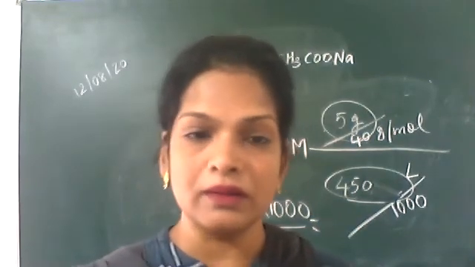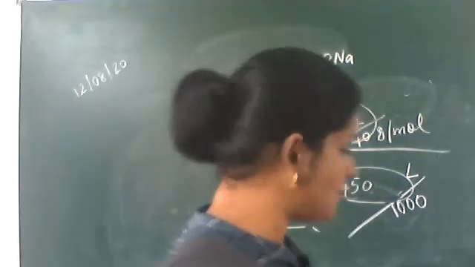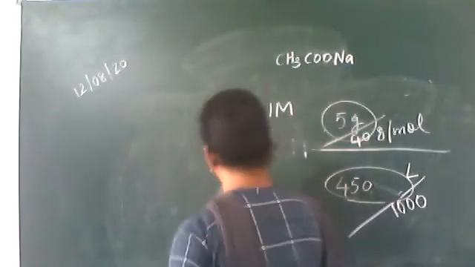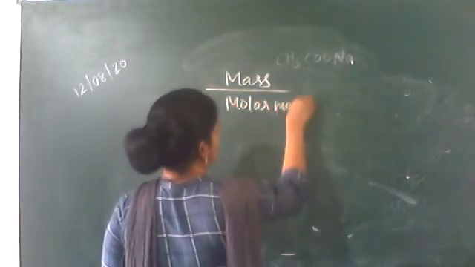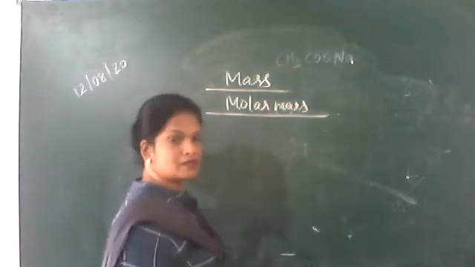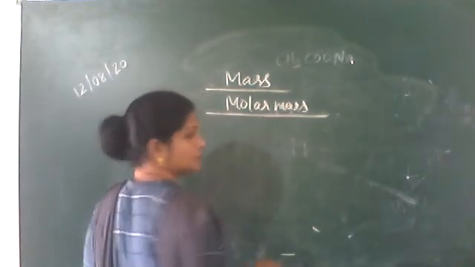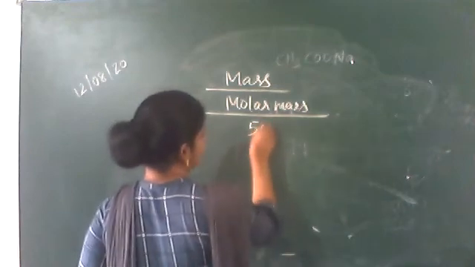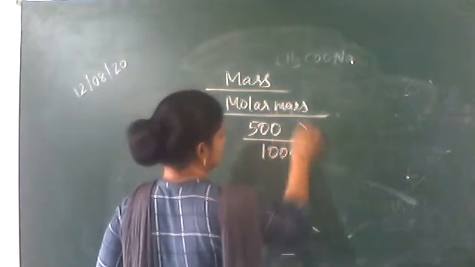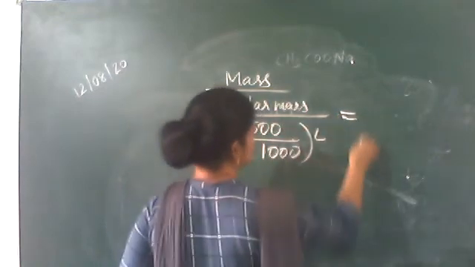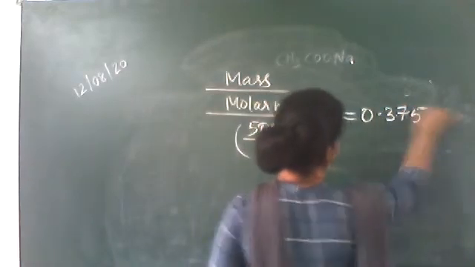So weight upon molar mass, mass upon molar mass. You substitute in that formula: given mass, mass upon molar mass divided by volume of solution in liters. What is the volume of solution? 500 ml upon 1000, so this has become liters. This much liters is equal to 0.375.